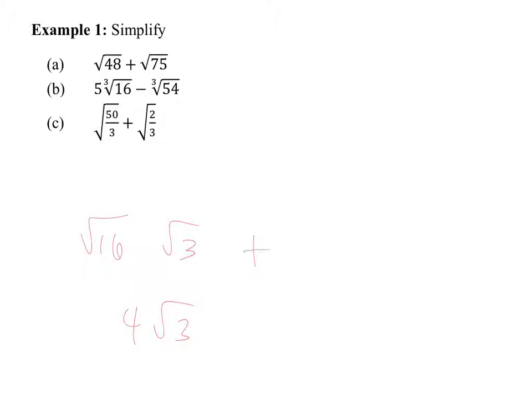Somebody else for 75. What does 75 break into? Use your context clues. If a root 3 is left over here, there's probably a root 3 here also. What goes into 75? What do you got, Hannah? 25 and 3. Root 25 and root 3, which is 5 root 3. Well, I've got 4 root 3. I've got 5 root 3. So, George, what do I have all together?